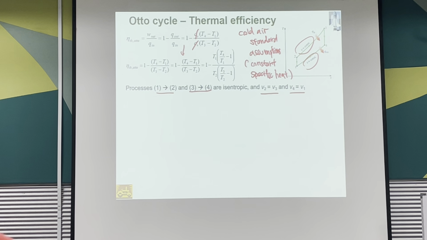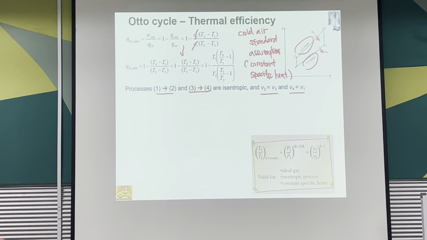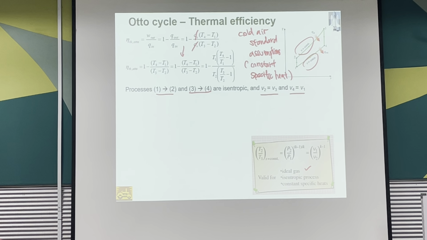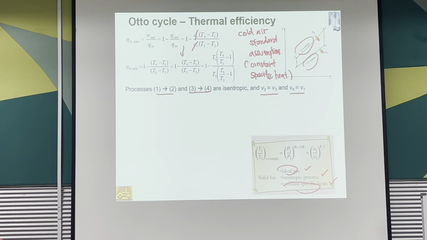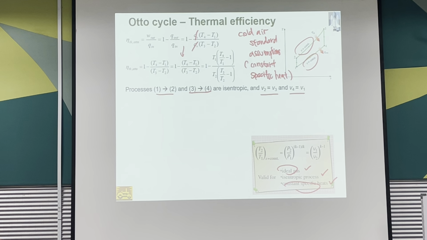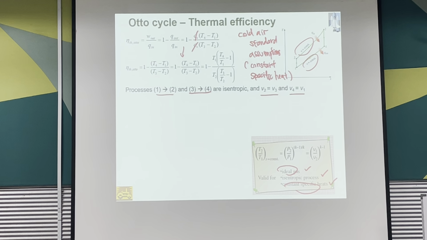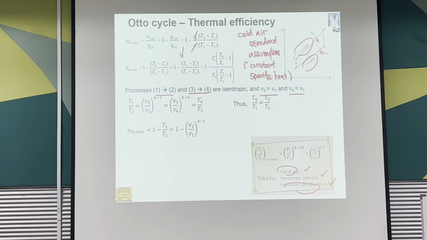So what can we do here? You recall from last week's lecture, we derived this relationship for when we have ideal gas, constant specific heat, and isentropic process. And I mentioned that these relations are only applicable when the process satisfies all three criteria, which is the case here. When you assume the cold air standard assumption, then we are talking about ideal gas and constant specific heat. So we apply this to the isentropic processes, 1 to 2 and 3 to 4. Meaning we can safely say that T1 over T2 is equal to V2 over V1 to the power K minus 1.